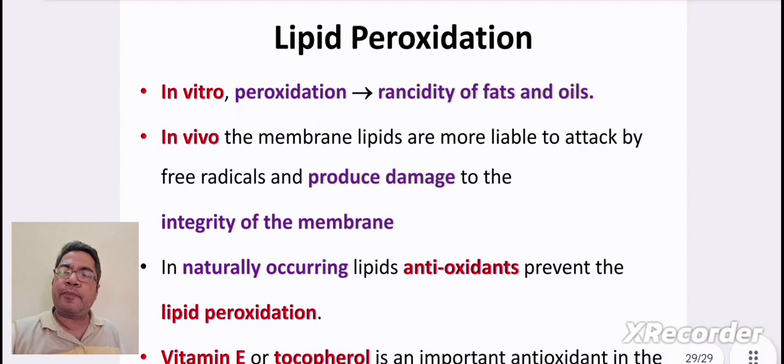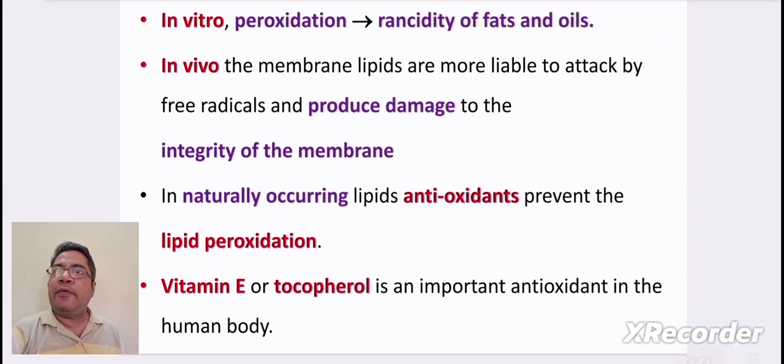Coming to lipid peroxidation. In vitro, peroxidation leads to rancidity of fats and oils. In vivo, the membranes are more liable to attack by free radicals and produce damage to the integrity of the membrane. The naturally occurring antioxidants prevent the lipid peroxidation. Vitamin E or tocopherol is an important antioxidant in the human body.